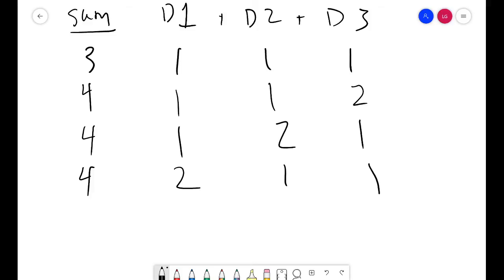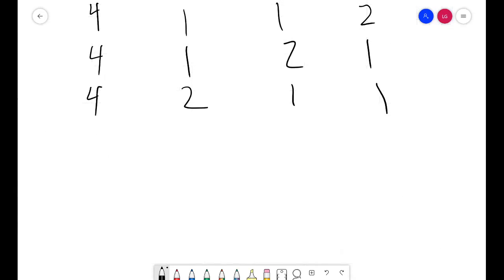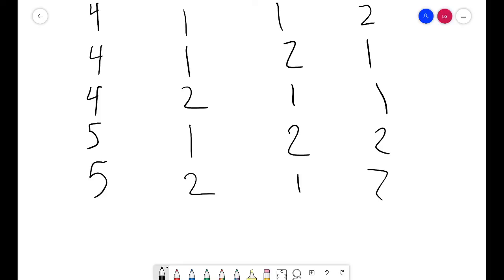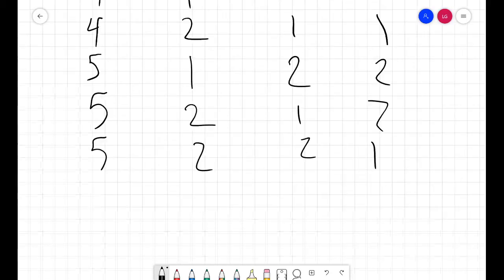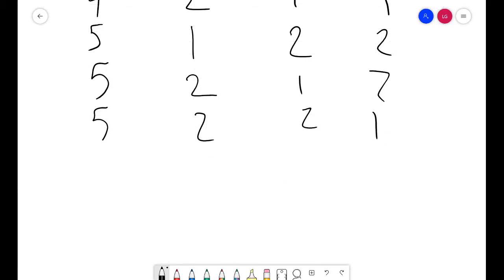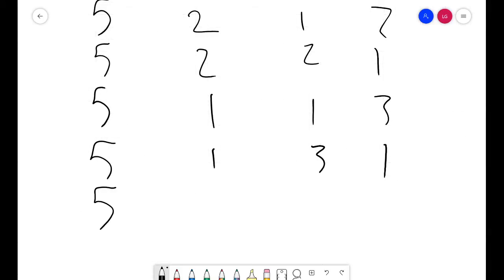We think about the 5. We could get 1, 2, 2. You get 2, 1, 2. You get 2, 2, 1. But we can also get 1, 1, 3. 1, 3, 1. And 3, 1, 1.